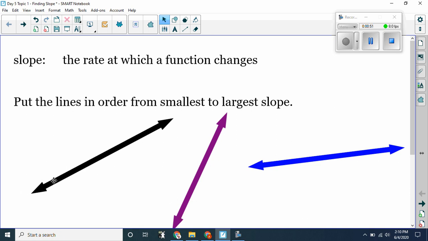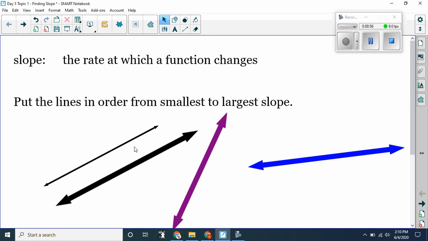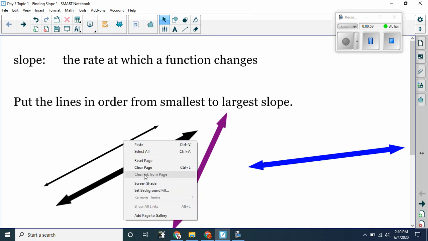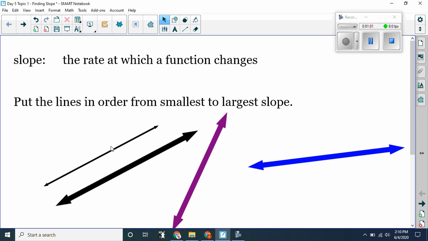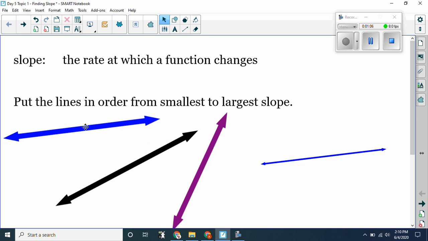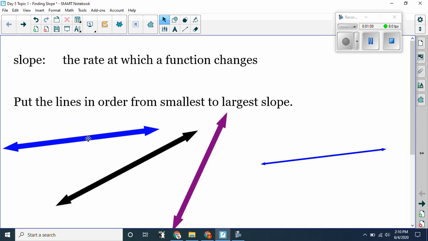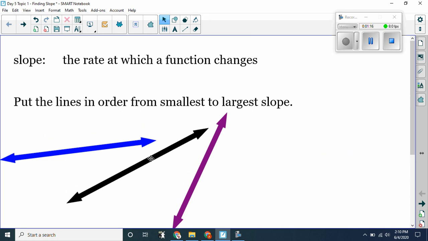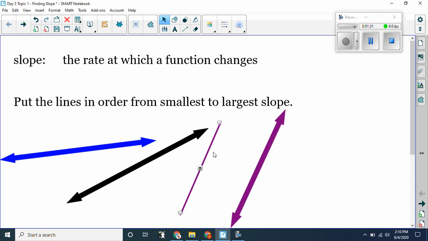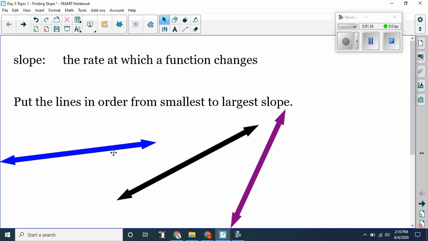So as we read a line from left to right, the one with the smallest slope, the one that is increasing the least, is this guy right here. So the blue one has the smallest slope, and then the black one has the next most slope, and then this one here, the purple line, has the steepest slope. So in order from least to greatest would be this one, and then this one.